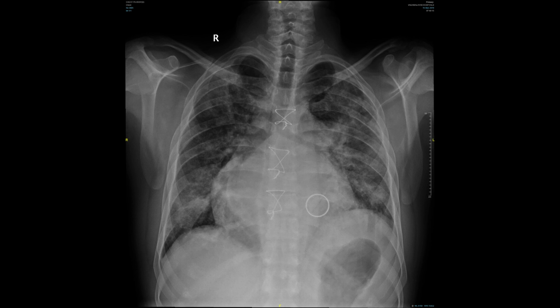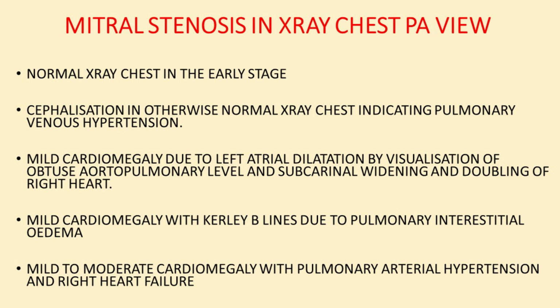With so much progression, there is increased vascular resistance which hampers the right ventricular function, dilating it with right ventricular hypertrophy. After many years, there is the possibility of moderate to severe cardiomegaly with findings of severe right ventricular failure if not managed conservatively or surgically.